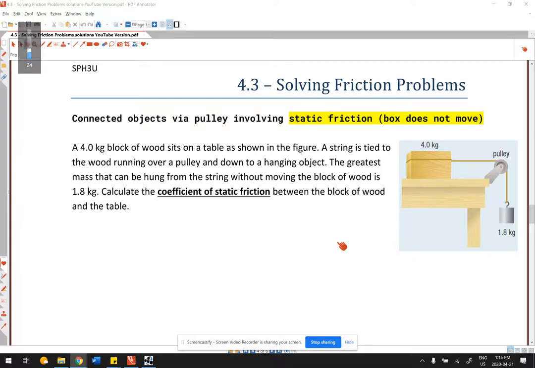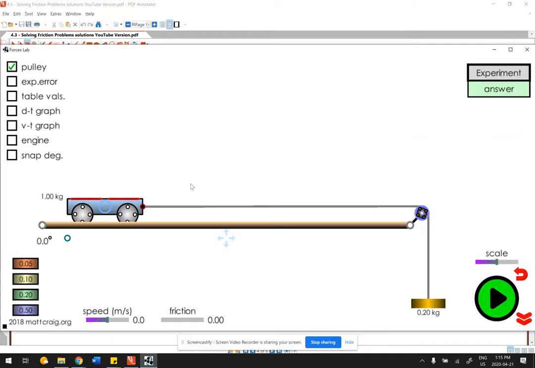So today's question that we're looking at is objects that are connected via a pulley of some sort. But in this specific situation, we're going to be looking at where the box does not move due to static friction. So what that would look like in a simulation is over here, we can see a cart and there's a mass on the right hand side over here. And the friction right now is zero.